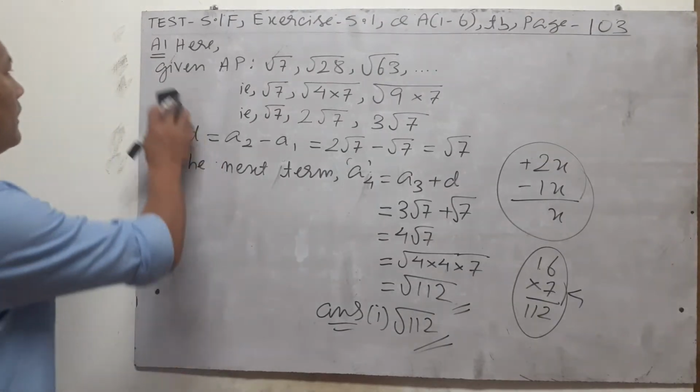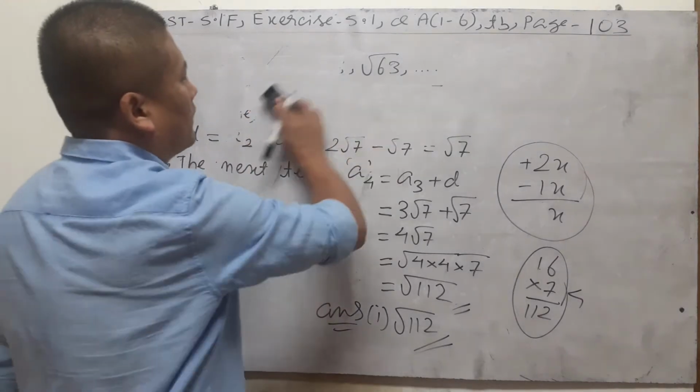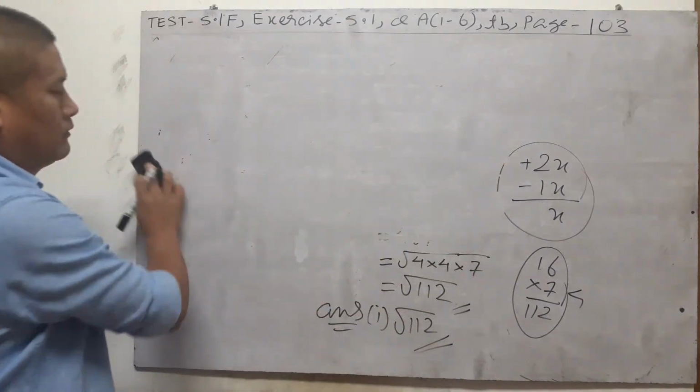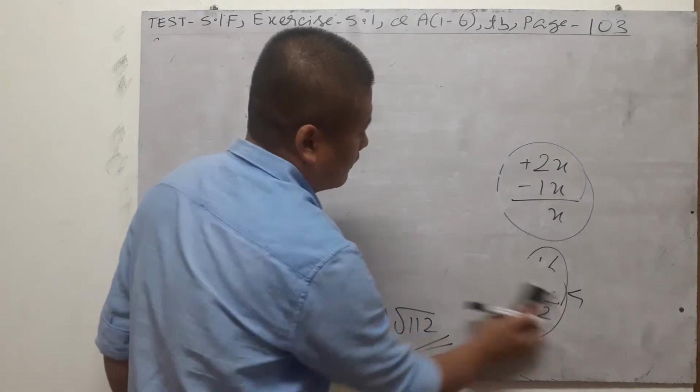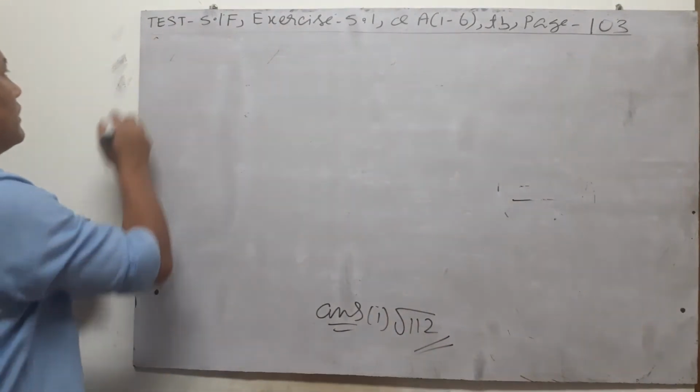Okay. Then A2. Let's go about it slowly. The last test of this exercise 5.1. So A2, let me read the question for us.